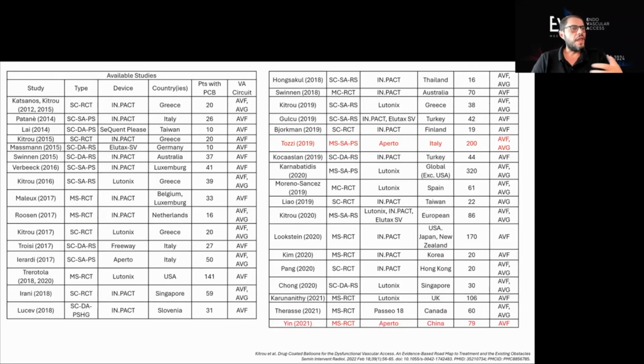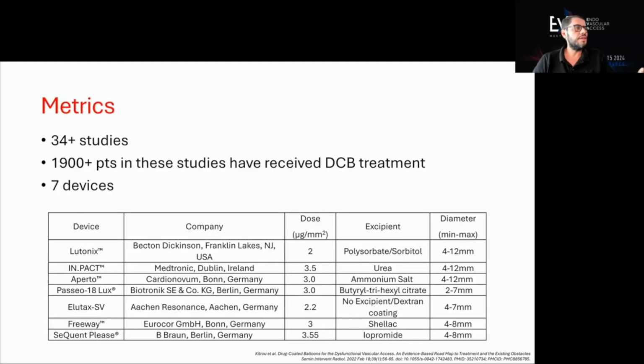We have a number of studies. We have a vast number of cases. So you can see there are more than 34 studies, and more than 1,900 patients in these studies have received a drug-coated balloon treatment. And so far, we have 7 devices, one of them with a high number of cases being the Aperto from Cardionovum.